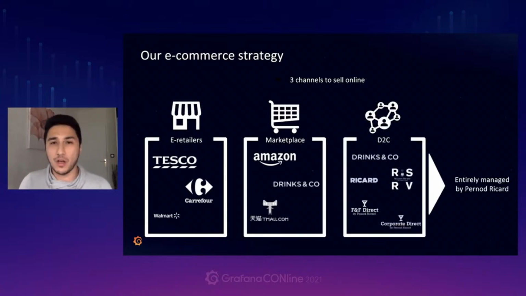And the last channel that we are in is the direct-to-consumer channel. Since Drinks & Co is owned by us, this is one of our direct-to-consumer websites. But we also have others, such as brand websites like Ricard.com, RSRV, or some internal websites for friends and family employees, or corporate websites. Those websites are entirely managed by us, by Pernod Ricard. It means that we build those platforms on Magento, as Laurent said, and then we take care of everything after. As I said for the marketplace, customer service, logistics, but it also means that we need to make sure that the platforms are up and running all the time.